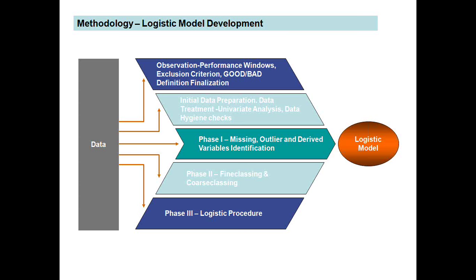There are several steps through which we start and go on to fit the logistic model. First are the observation and performance windows, exclusion criteria, and the good-bad definition and finalization. Then initial data preparation, data treatment, univariate analysis, data hygiene checks, etc. Phase 1 is missing value treatment, outlier treatment, and derived variables identification. Phase 2 is fine cleansing and coarse cleansing. Phase 3 is the logistic procedure, that is, the different steps involved in a logistic regression exercise.